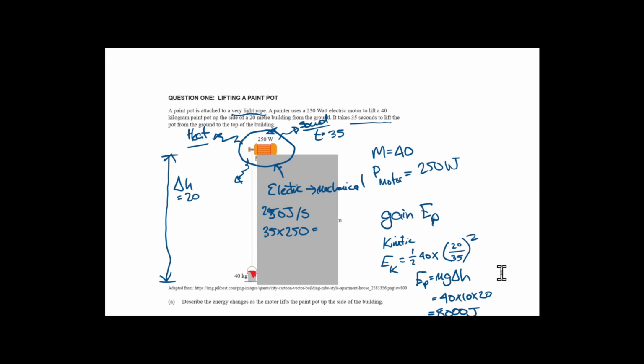That's about it, really. So we're converting electrical energy into mechanical energy, into kinetic energy, into gravitational potential energy at the top. And that's more or less all there is. So I kind of anticipated this question. Compare the amount of energy provided by the motor with the gain in gravitational potential energy.